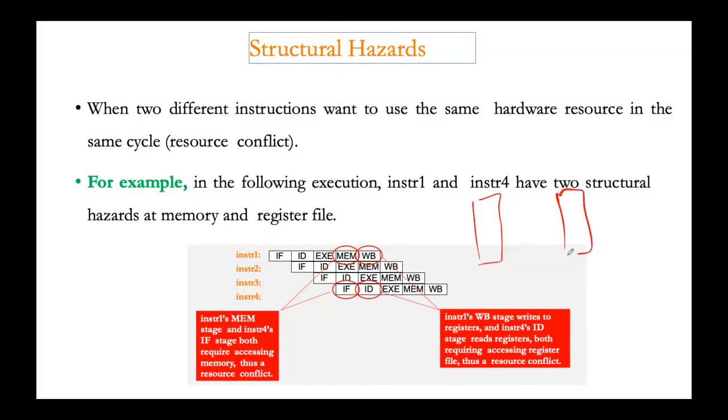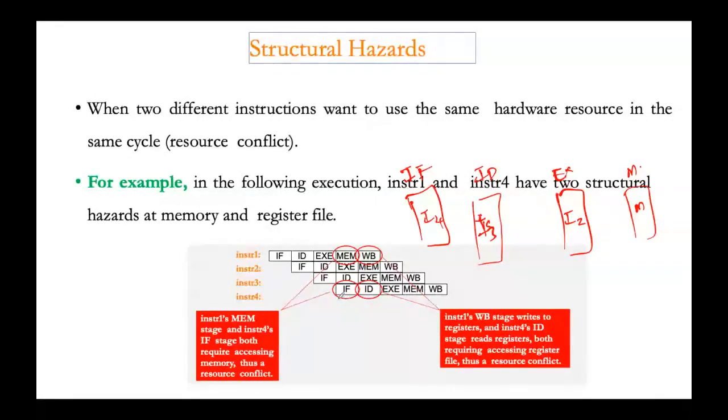All four stages are in execution. The instruction fetch is being used by instruction 4, the decode by instruction 3, the execution by instruction 2, and the memory access by instruction 1. So IF, ID, execution, and memory.